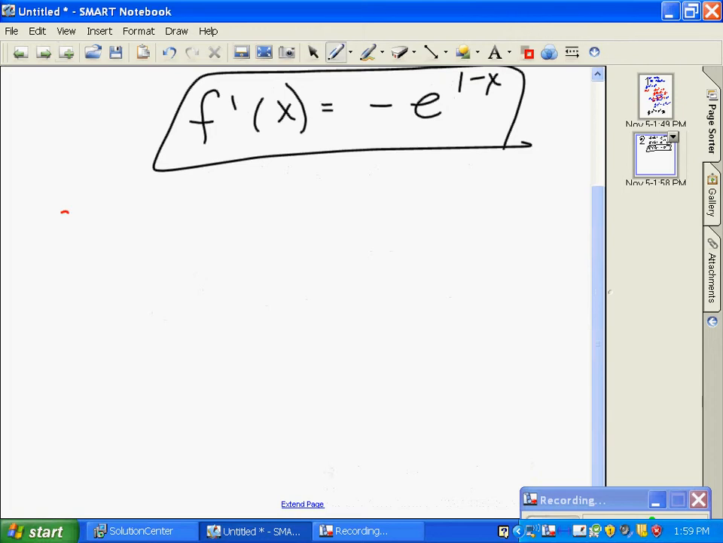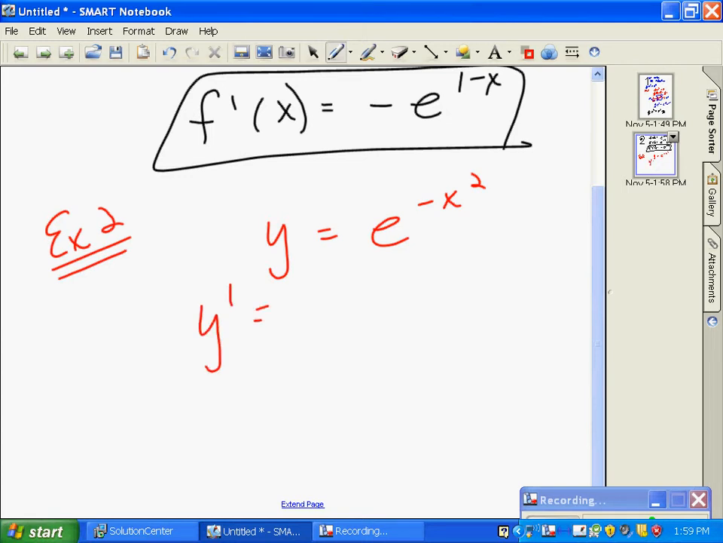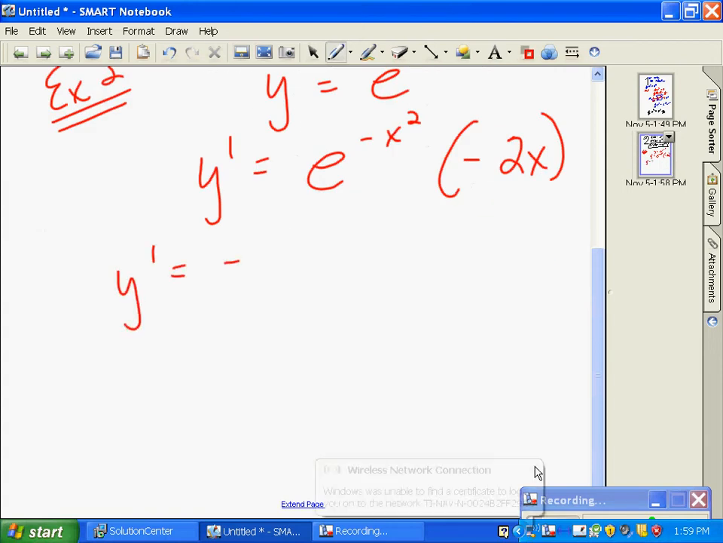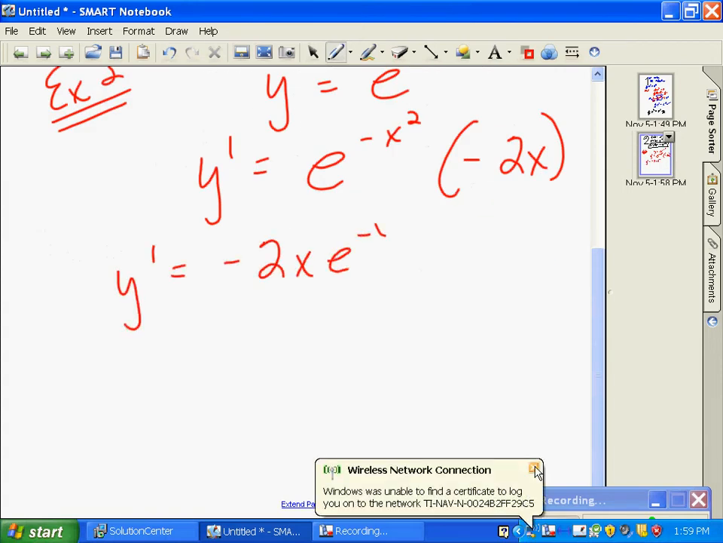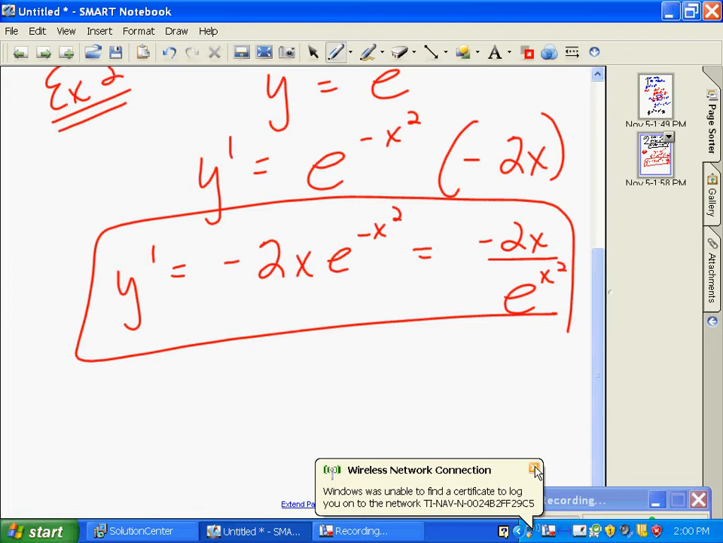Example 2, I have y equal to e to the negative x squared. Once again, y prime is going to be e to the u, which is just e to the negative x squared, times the derivative of the exponent, which is negative 2x. I'm okay with an answer like that, and I'm okay with putting the negative 2x in front. A lot of times with e's, we just leave the negative exponents, to be very truthful, but you can also move the e to the negative x squared to the denominator. So there's my answer.